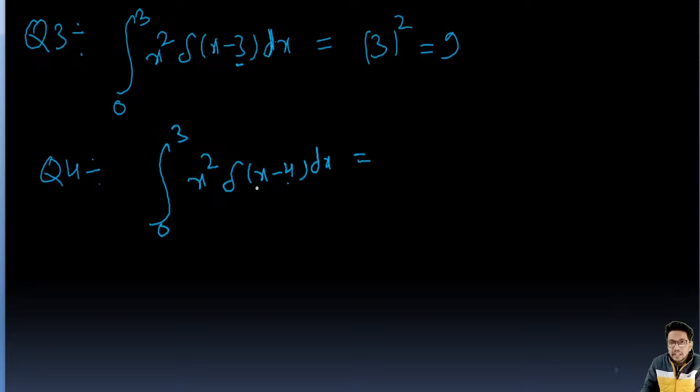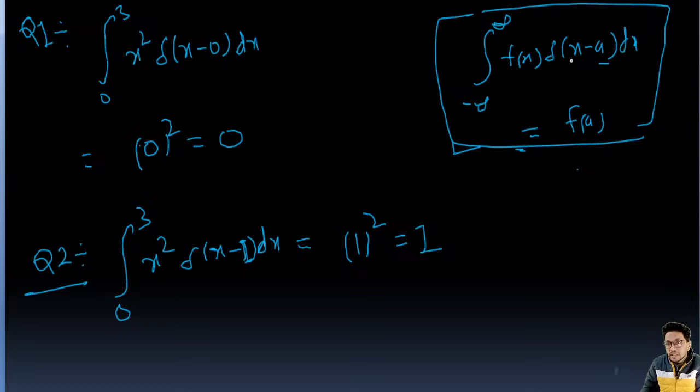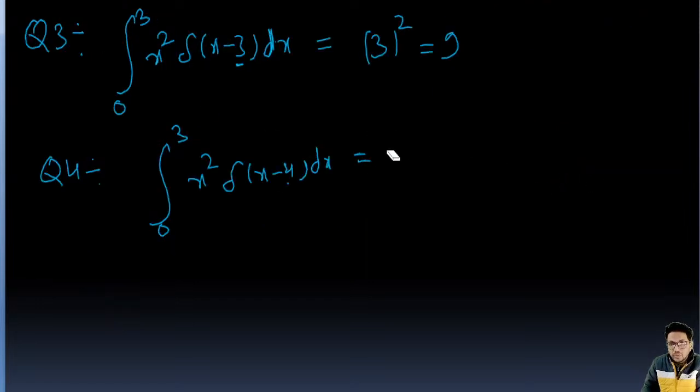So then in that case, with this property, if a is between the limits, then this is going to be f(a), else, if it is not in the limit, then it is going to be 0. Okay, so here it is going to be 0, because a, that is 4, is not between 0 to 3, then this value is going to be 0. This is the property of Dirac delta. Okay, next question number 5.